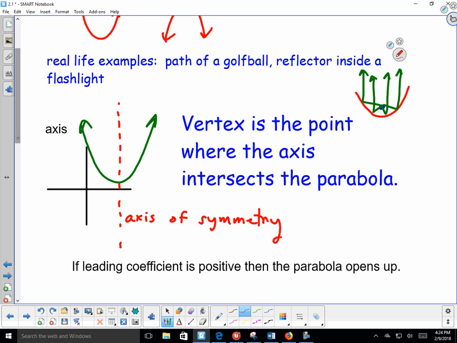Okay, and the vertex is going to be the point where the axis of symmetry intersects the parabola. So that would be right here. So this point right here is called the vertex.